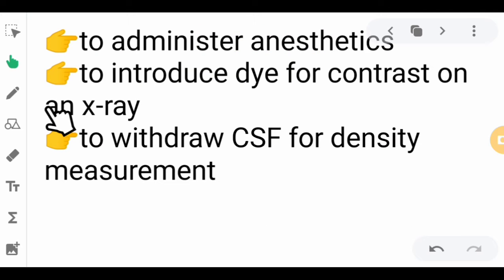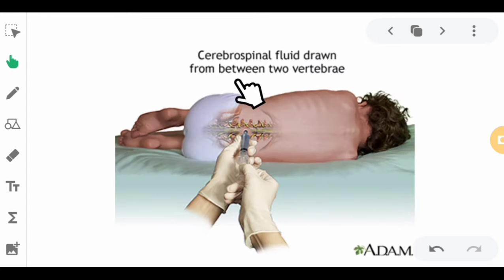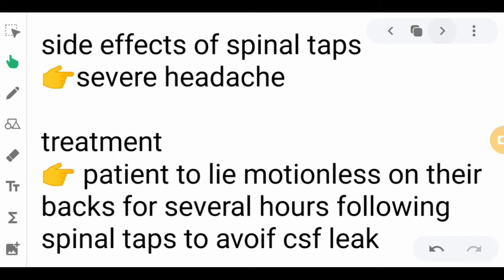So why do doctors conduct spinal taps or lumbar punctures? First, to administer anesthetics directly, to introduce dye for contrast on an x-ray, and to withdraw CSF for density measurements. That is the purpose of withdrawing the CSF here, to measure its density. And then there are side effects of spinal taps. One is severe headache. The treatment for this is that patients are instructed to lie motionless on their backs for several hours following the spinal tap to avoid CSF leakage at the entry point of the needle.